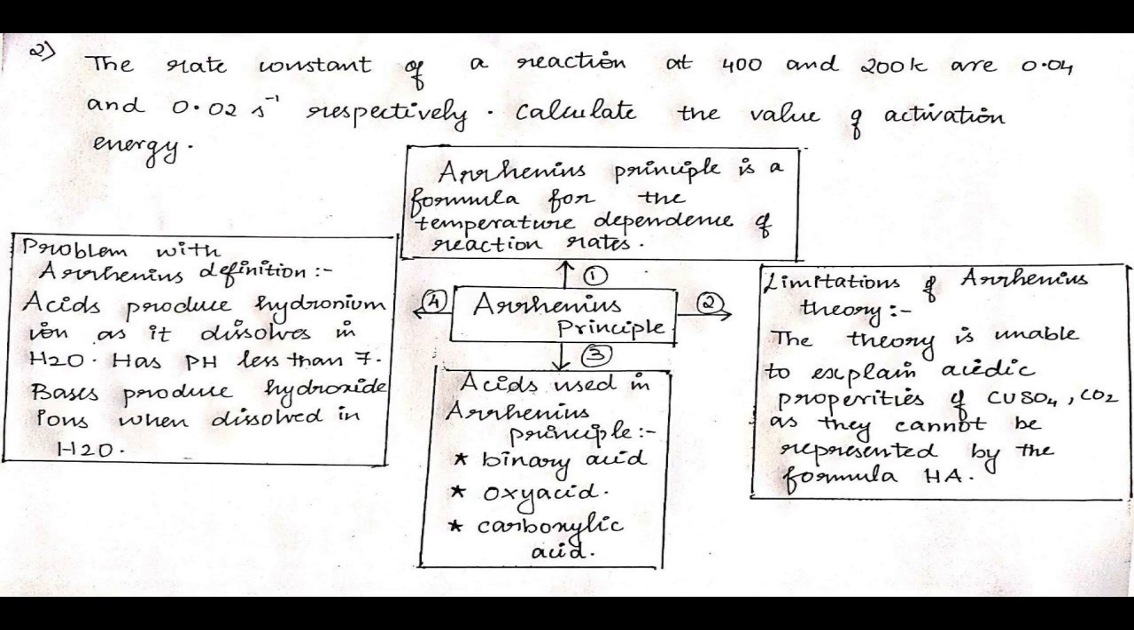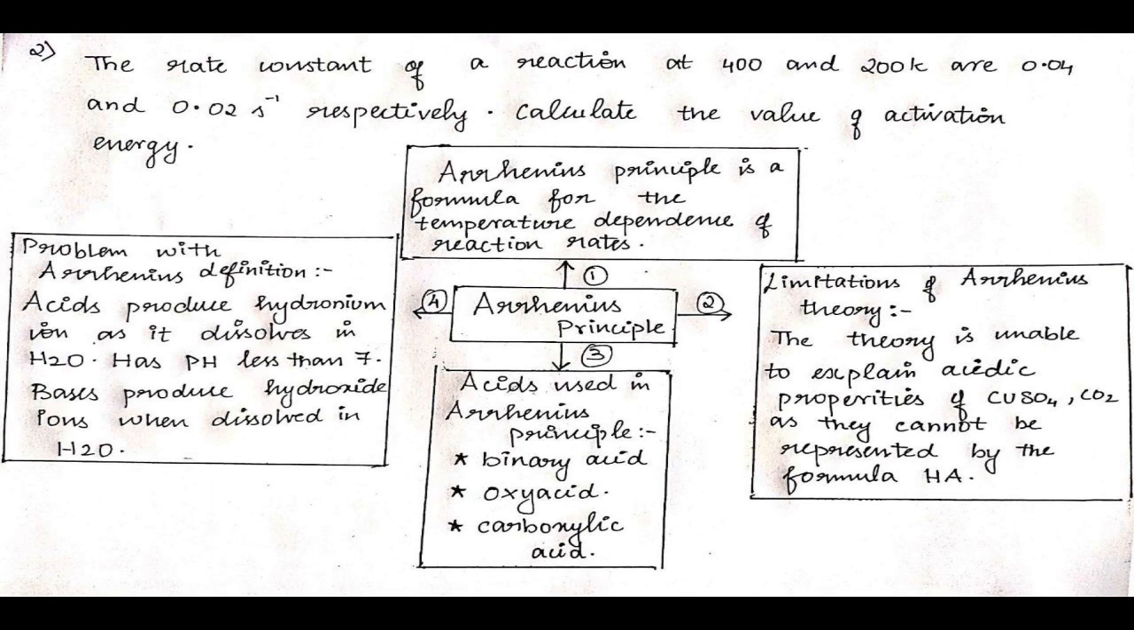Okay, now let us discuss the second question. The rate constants of a reaction at 400 and 200 Kelvin are 0.04 and 0.02 seconds inverse respectively. Calculate the value of activation energy. This question comes under the Arrhenius principle.